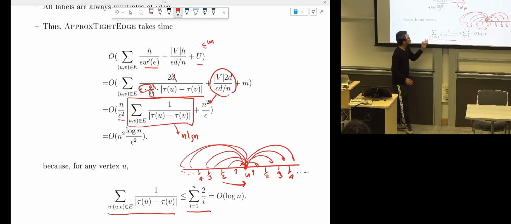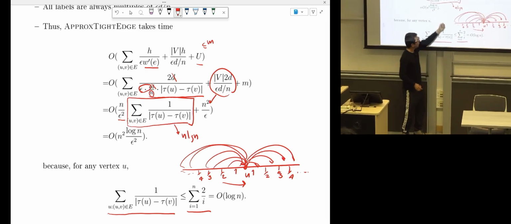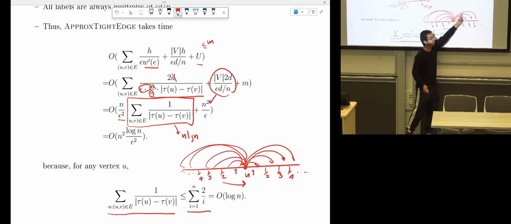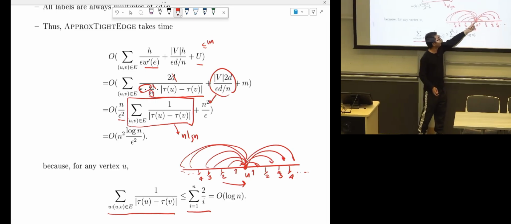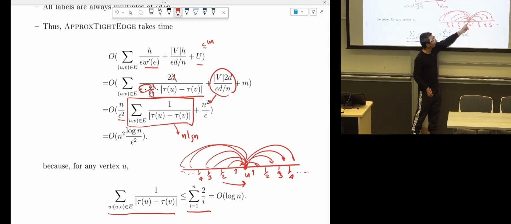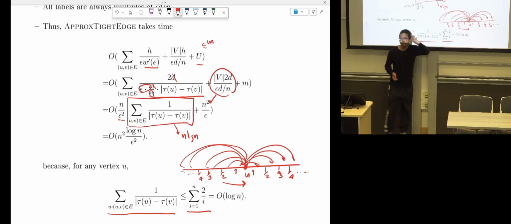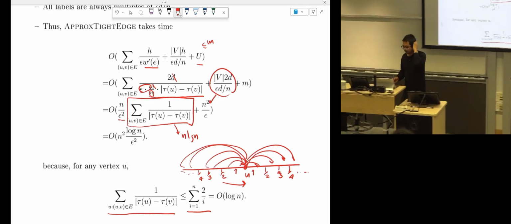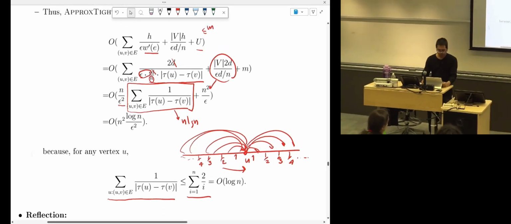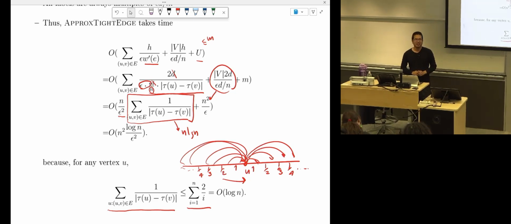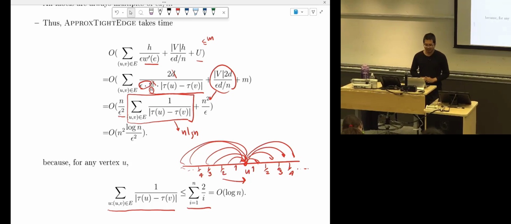So like this term, when you sum over all edges, I just focus on one node and sum over all edges incident to u. For the edges incident to u, you just pay log n. And there are n nodes. So we pay in total here n log n. Okay. So we are done. Question?